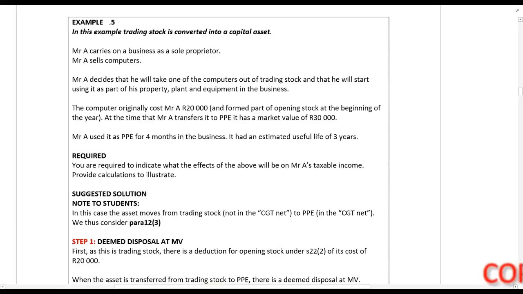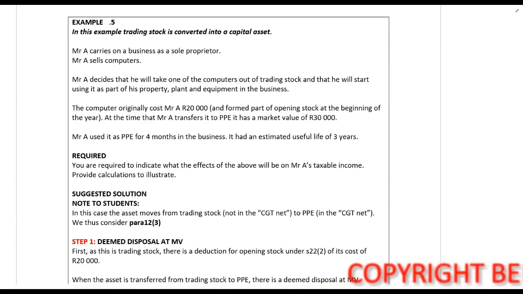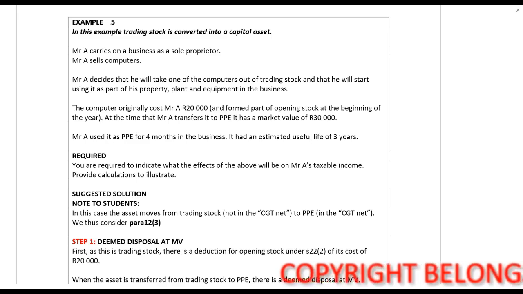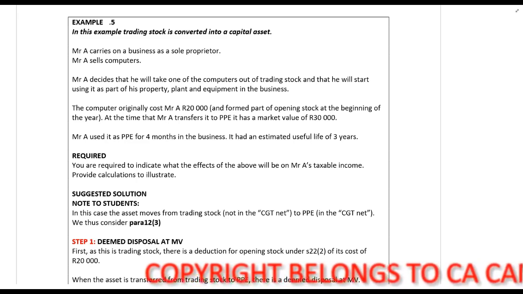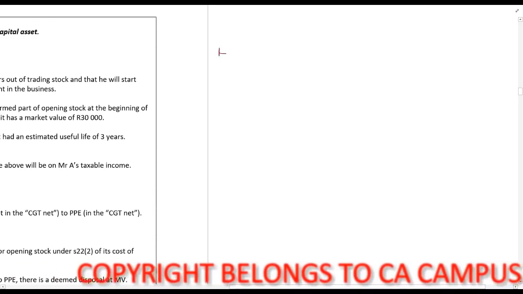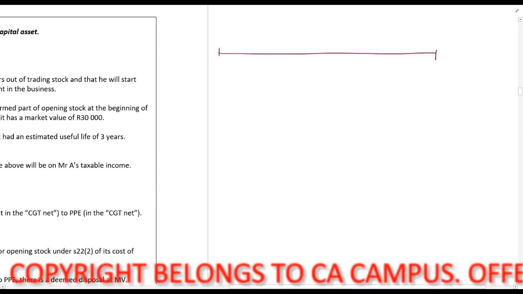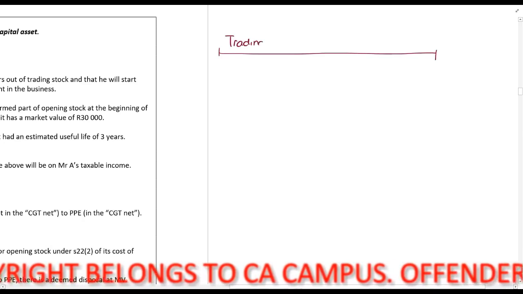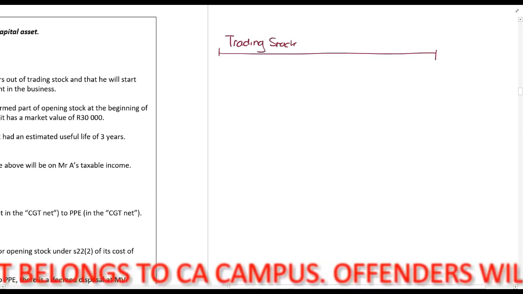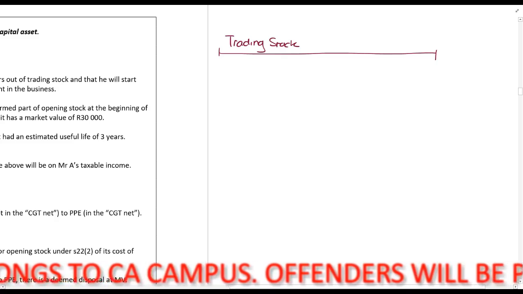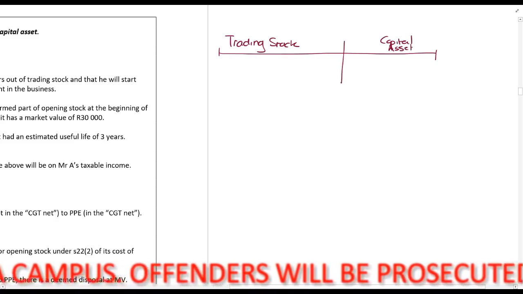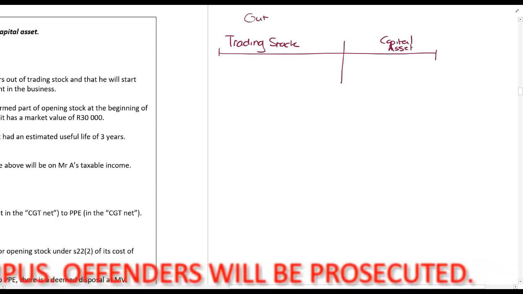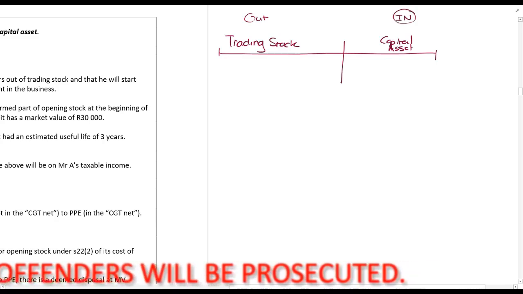Example 5. Mr. A carries on a business as a sole proprietor. Mr. A sells computers. Mr. A decides that he will take one of the computers out of trading stock and that he will start using it as part of his property, plant, and equipment in the business. Okay, trading stock becomes a capital asset. Trading stock is out of the net, capital asset is in the net.